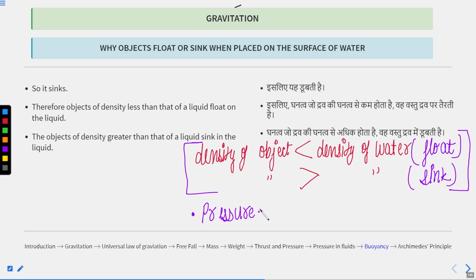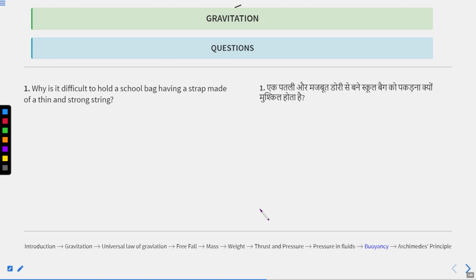So, whether an object floats or sinks depends on two phenomena. One is density, second is pressure. I hope it is clear to all of you. Let's solve some questions. Why is it difficult to hold a school bag which has straps made of thin and strong string? Let's suppose it's a school bag, with very thin straps. You will find that a school bag with very thin straps is very difficult to hold on your shoulder. Why? What will be the answer?